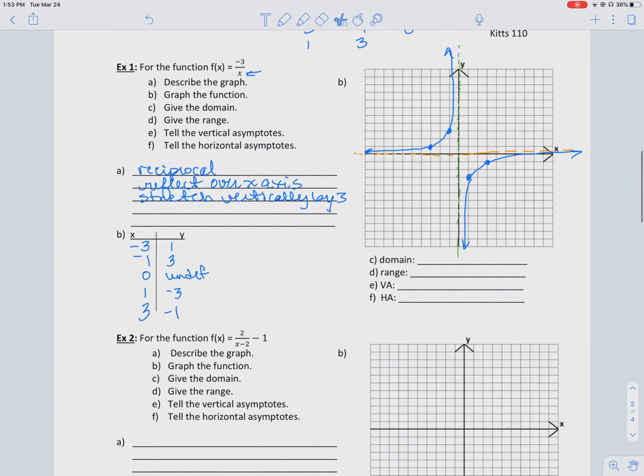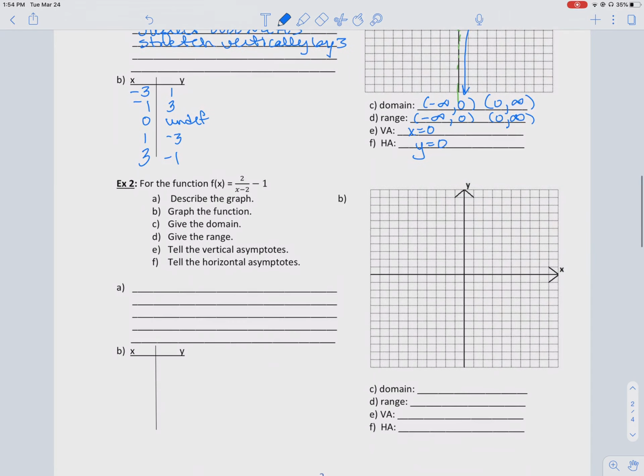Okay, the domain is everything but 0. Remember how we write that in a fancy way? That's our fancy way of writing it. The range, again, is everything but 0. So I'm going to go -infinity to 0 and 0 to infinity, because the y can be anything but 0. Vertical asymptote, that's the green one, and we said that's x equals 0. Horizontal is y equals 0.